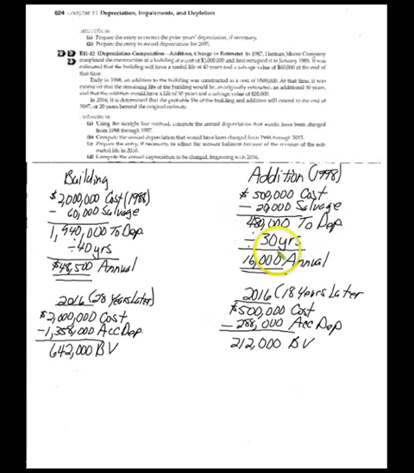Now notice, when I depreciated, I divided it by the number of years remaining in the building's life. So again, 10 years have gone by, so there's only 30 years left. So the annual depreciation expense for the addition is $16,000.